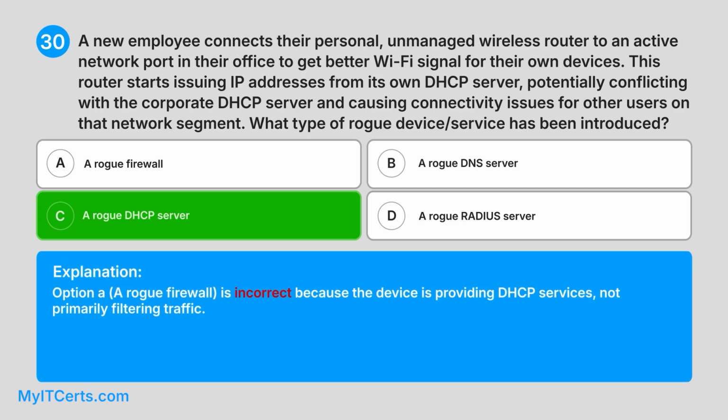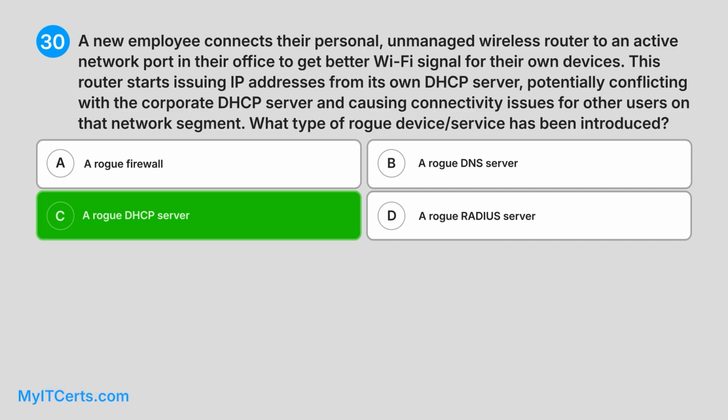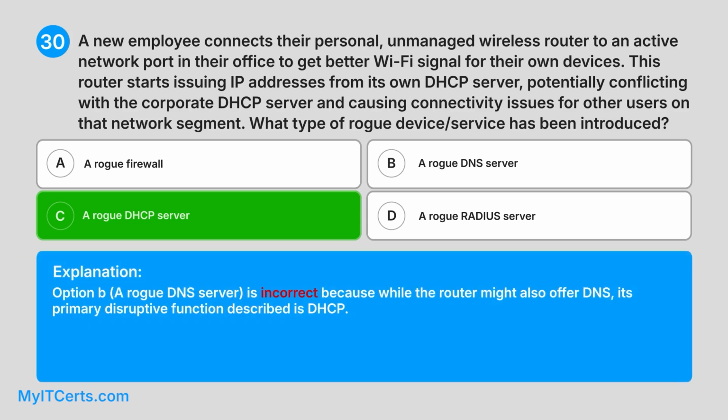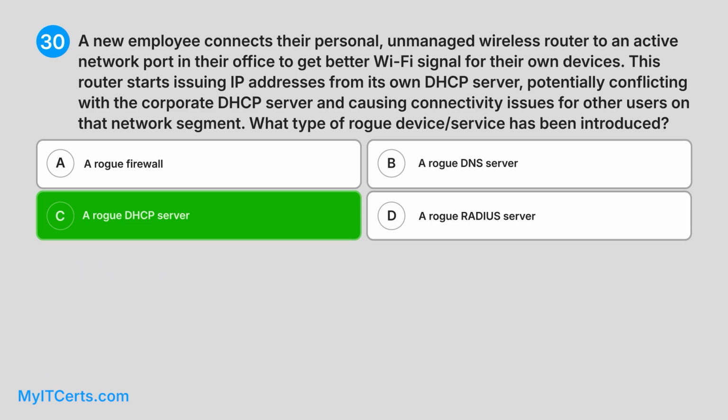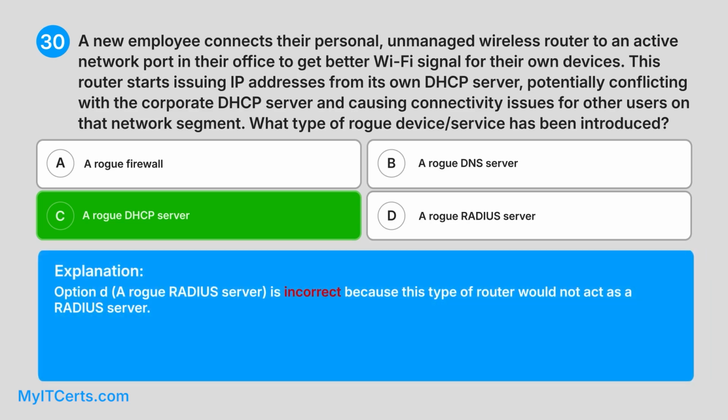Option A, a rogue firewall, is incorrect because the device is providing DHCP services, not primarily filtering traffic. Option B, a rogue DNS server, is incorrect because while the router might also offer DNS, its primary disruptive function described is DHCP. Option D, a rogue radius server, is incorrect because this type of router would not act as a radius server.